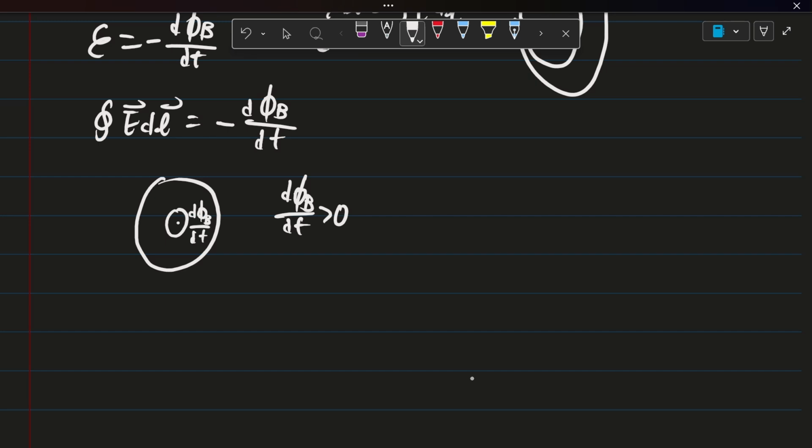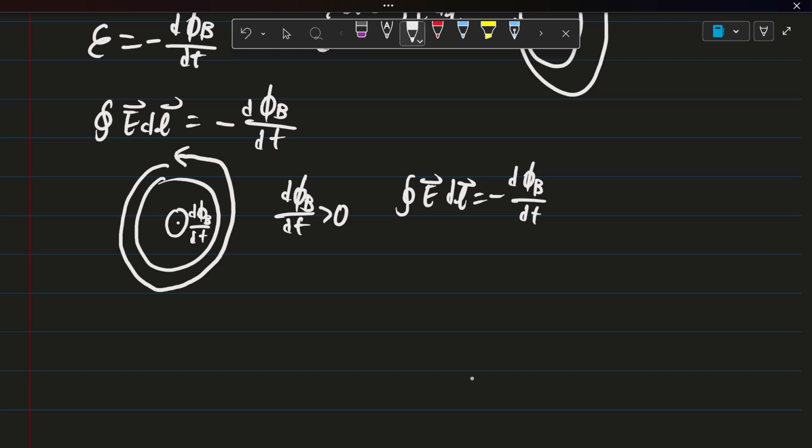So let's first just write the equation. The integral of E vector dot dl vector equals the negative d phi B over dt. We will define this L vector to be the path going in this direction. So this will be our L vector. Later we'll take small cross sections so that we can sum the E vector dot dl as well. So the value of this thing should be negative.